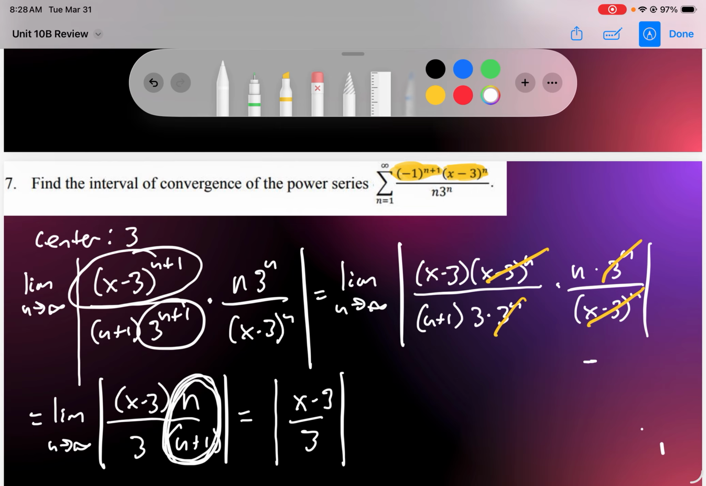Now if I found the limit and I found this was, instead of all this, it was equal to 0, that means it converges for all values of x. It doesn't matter what x is, the other terms are so powerful, it'll converge no matter what.